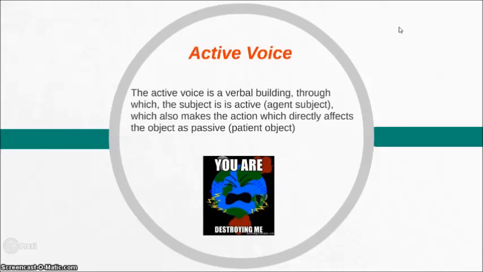The active voice is a verbal building through which the subject is active. I mean the agent subject, which also makes the action, which directly affects the object, the passive object. As you can see in the image, the world is accusing you of destroying it. So making the sentence: you are destroying me. So the responsible is you.